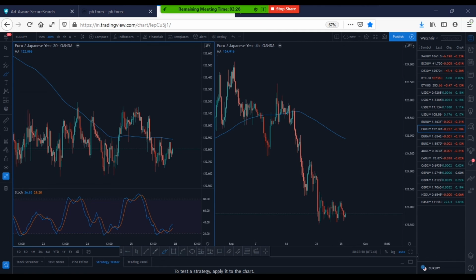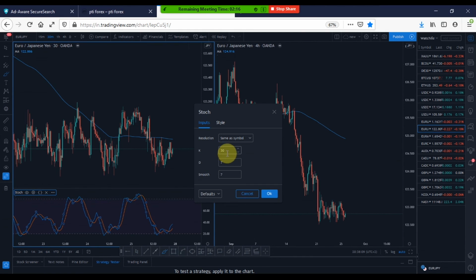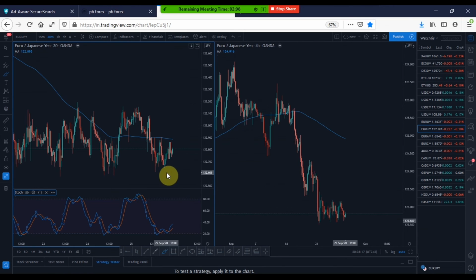Okay. Yes, there is a question here. Someone is saying, you're getting sharp. What are your stochastic settings? Okay, the stochastic is 30 for the K period, 7 for the D, and 7 for the smoothing. So it's 30, 7, 7, a setting like that.